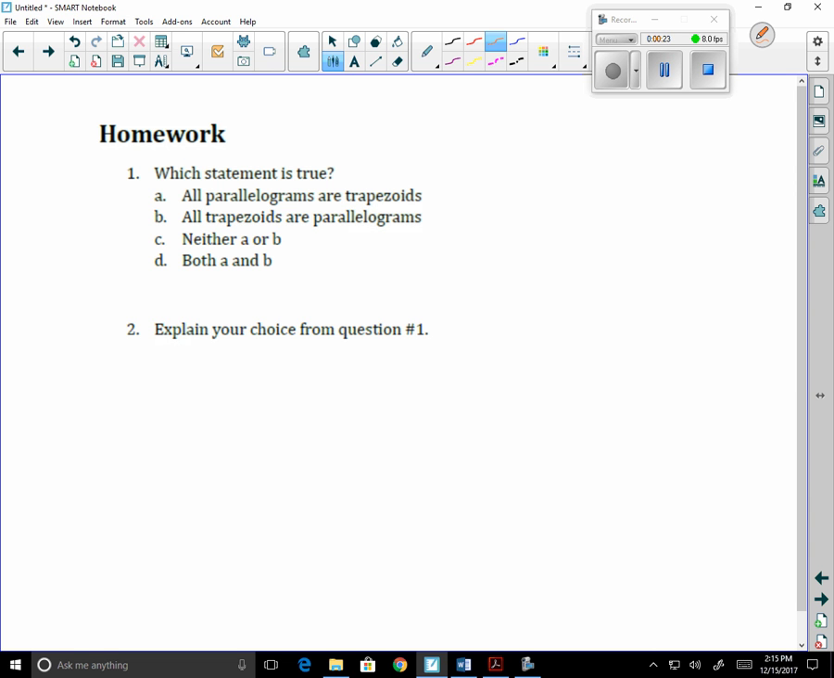Question number one was actually a question I used on a quiz a couple years ago, just to show the relationship between parallelograms and trapezoids. In this question, it says, which of the following statements is true? And the answer is actually choice A. All parallelograms are trapezoids. If you remember the family tree of quadrilaterals, we had quadrilateral, that led to trapezoid, which led to isosceles traps, which then led to parallelograms. So essentially, a parallelogram is just a trapezoid with some special features.